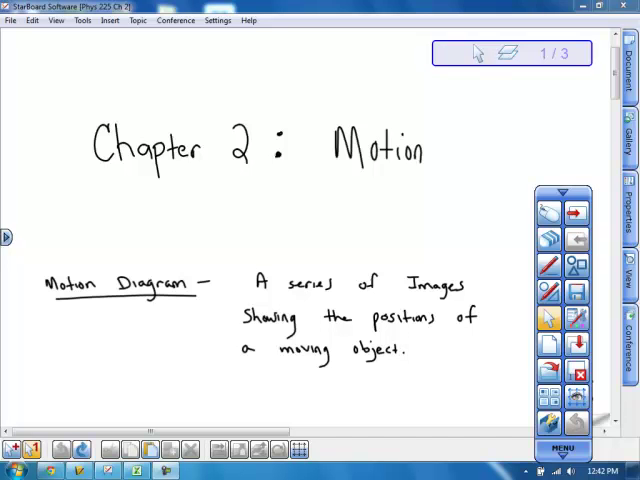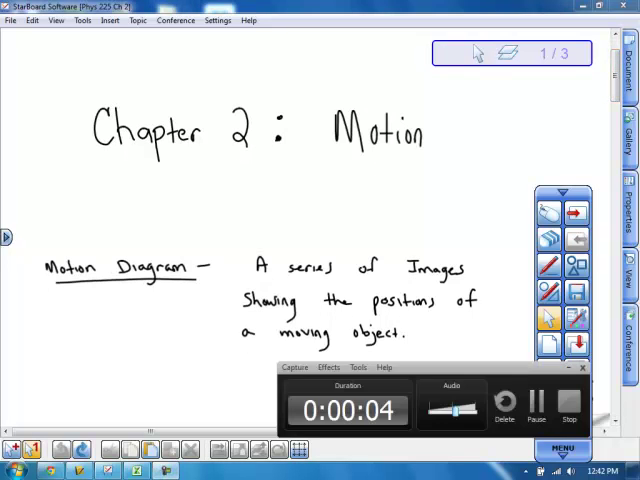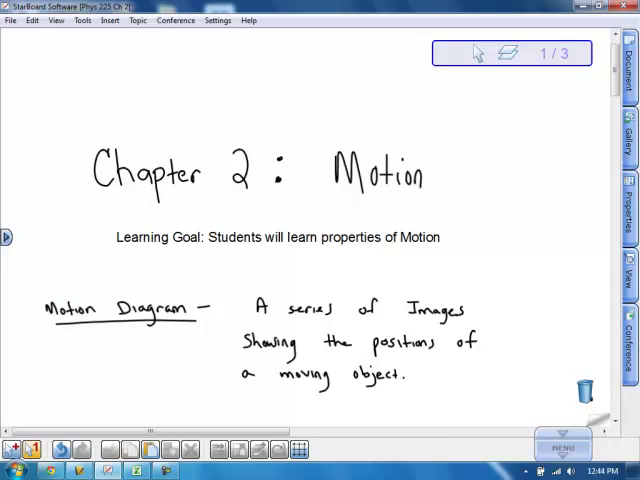Okay, chapter 2, we're going to talk about motion. This is kind of a broad learning goal, but you're going to learn various properties of motion.